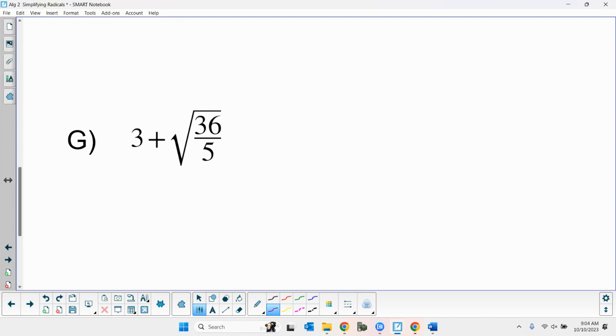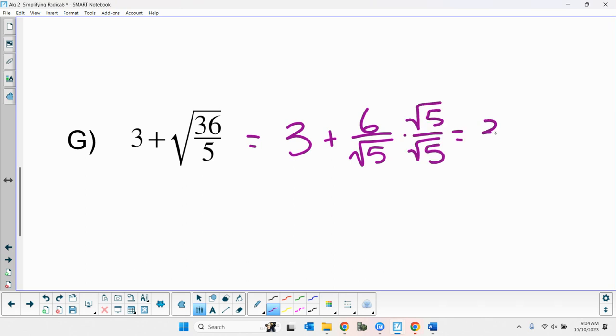Can I add these two, this 3 plus the square root of 36/5? No. But what is the square root of 36? 6. So I could rewrite it like this. You guys with me? Am I allowed to leave it like that? No. I have to do this rationalizing the denominator stuff. What's the bottom now? Just 5, right? That's all. Not too bad, is it?